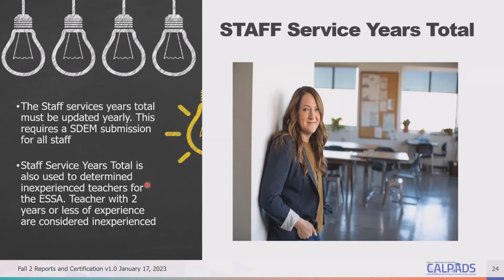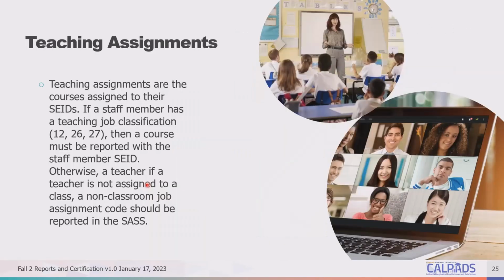So for teachers who are starting this year, their staff service years would be 1, regardless of whether they just started 6 months ago or less than 6 months. So part of the staff records is the teaching assignment. For teaching assignments, these are essentially for your staff members who are teachers, obviously.